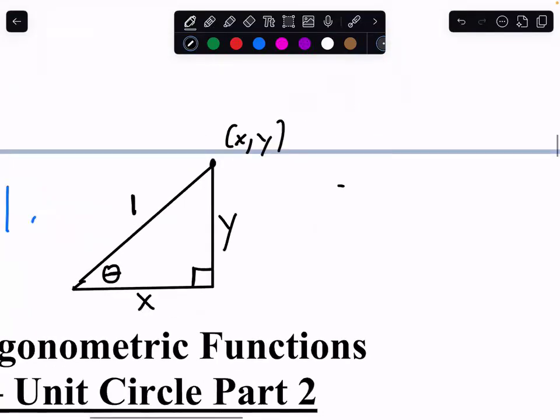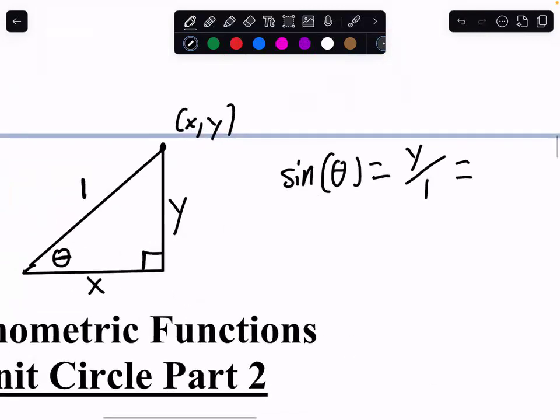Okay, so now when you do sine of this angle theta, no matter what it is, sine is opposite over hypotenuse. So the opposite side is y, the hypotenuse is 1. And of course, anything divided by 1 stays the same. So we saw last class the pattern that the sine of an angle is always its y coordinate, but this hopefully helps explain the reason.